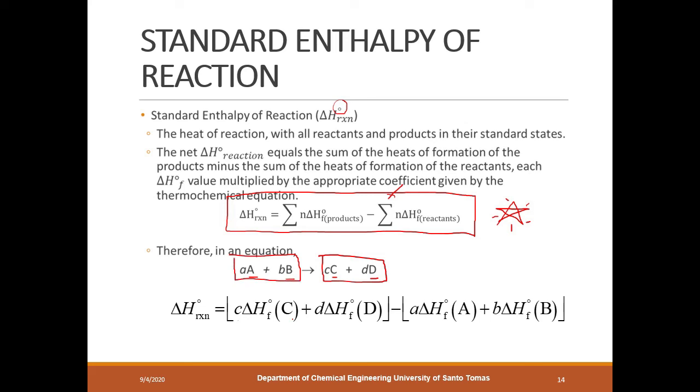Our reactants are again A and B. Similarly, we obtain the heat of formation of substance A and multiply that by the coefficient of substance A from the equation. Then, add to this the standard heat of formation of substance B multiplied by the coefficient of substance B in our reaction. Getting the difference between the heats of formation of the products and the reactants will give us the standard enthalpy of reaction.